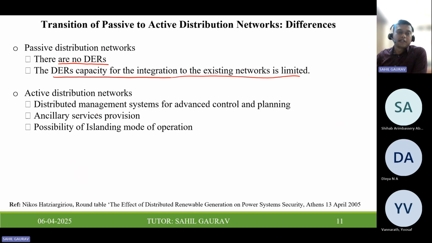And nowadays we have active distribution networks where the distributed energy resources are more in number, due to which we have a distribution management system for advanced control and planning and ancillary services provision. So we can provide some ancillary services through our DGs, and there is possibility of islanding mode of operation also. Means without grid, we can also have the power supply to the customers.